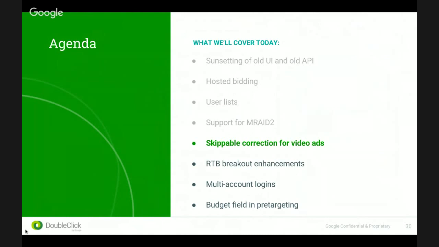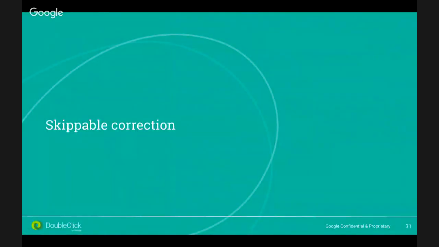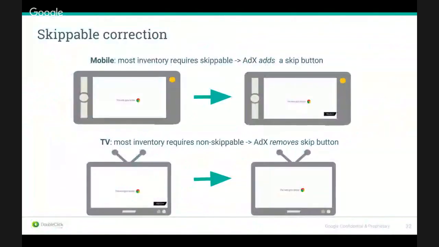Next up, we have a section on skippable correction for video ads. For those of you who are already bidding on video, you probably know that most of our video ads require skippable for user experience. And then there are some ads that actually require non-skippable, for example, in OTT and connected TV environments most commonly. This can pose problems for bidders because if an ad needs to be skippable and you don't add the skippable extension in your VAST XML, you'll be filtered out of the auction. And likewise, if an ad spot requires non-skippable and the skippable extension is included in your VAST XML, you'll also be filtered out of the auction.